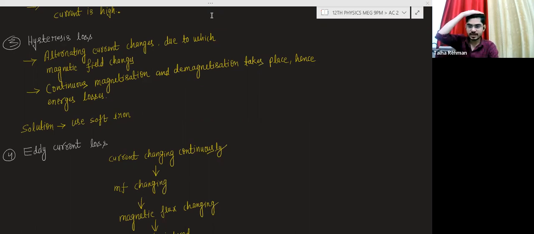Now in the next class, we will start electromagnetic waves. That is a small chapter. We will try to finish that chapter in two lectures. After that, we will start optics.